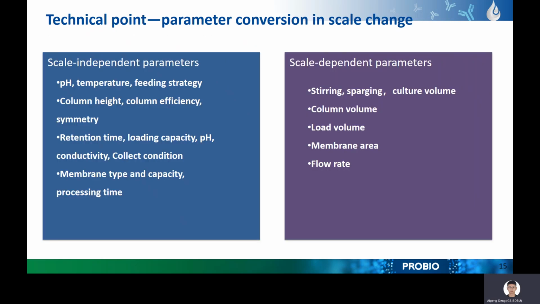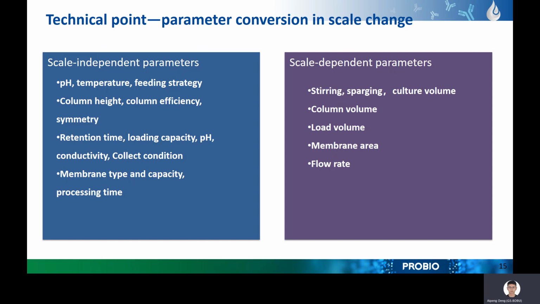When scale changes in technology transfer, two kinds of parameters should be considered. The first kind is scale-independent parameters. For example, in cell culture, there are pH, temperature, and feeding strategy. In column packing, there are column height, efficiency, and symmetry. In chromatography, there are retention time, loading capacity, pH, conductivity, and the connection parameters. In filtration, there are membrane type, capacity, and processing time. For these parameters, we just need to identify them and keep them constant.